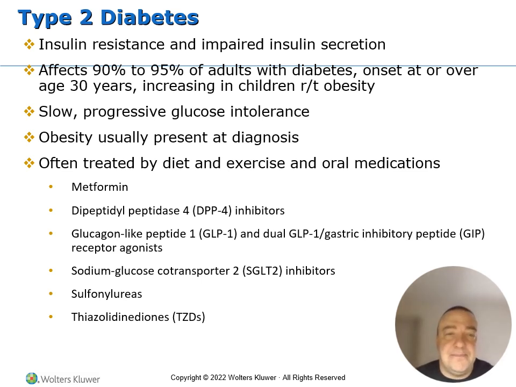Now, these numbers might be skewed a little bit because you have that late onset, and those are initially diagnosed as type 2s. So I don't know how accurate those numbers are regarding type 1 and type 2. All right.